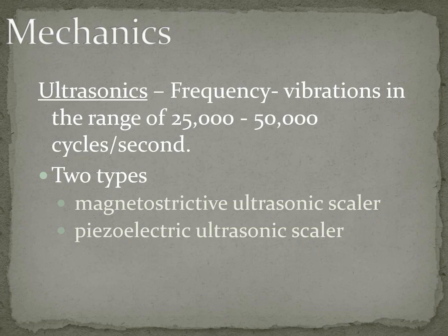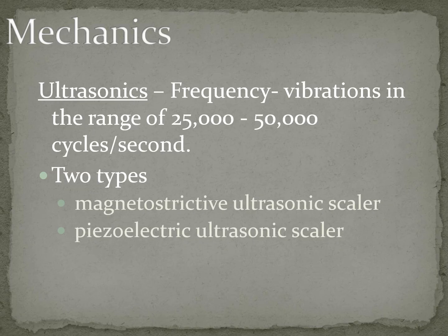Now the mechanics. So how do they work? So the ultrasonics, their frequency, so their vibrations are going to be in the range of 25,000 to 50,000 cycles per second. So that is really fast. Obviously, we're not going to be able to visibly see that movement, okay, but it's really fast. There's two different types that we're going to learn about. We're going to learn about our magnetostrictive ultrasonic scalers, and we're going to learn about our piezo ultrasonic scalers. Now, we use mostly the magnetostrictive in our clinic, but I also have piezo units and piezo tips in our clinic as well.